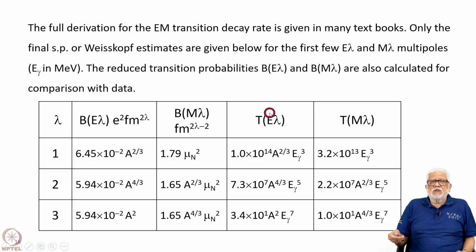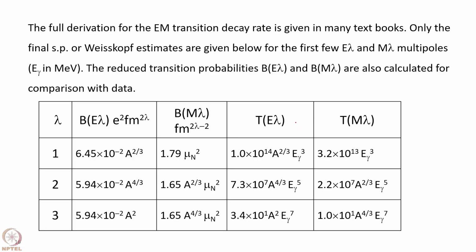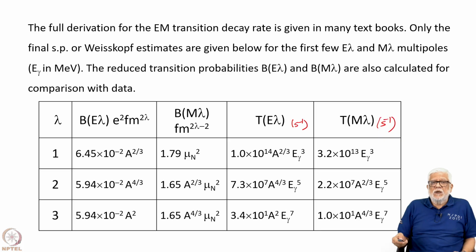So, a full derivation of course is not going to be given here. This is there in many textbooks, and only the final Weisskopf estimates along with the reduced transition probabilities are given. So, this is the reduced transition probability for the electric multipole and for the magnetic multipole, and the transition probability is in units of second inverse. I should have put these units here, so let me put it here. This is in terms of second inverse, and where the photon energy is in terms of MeV, and of course A stands for the mass number.